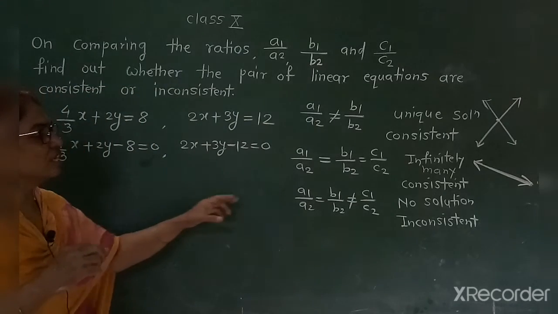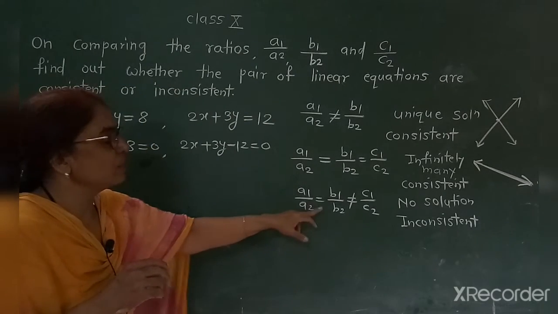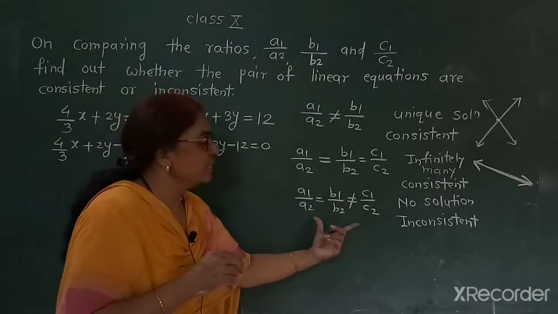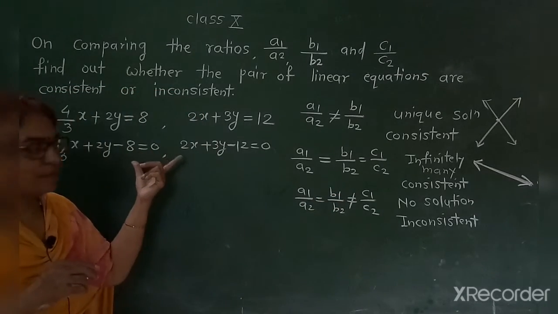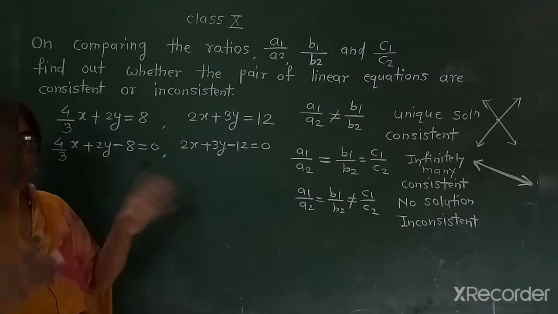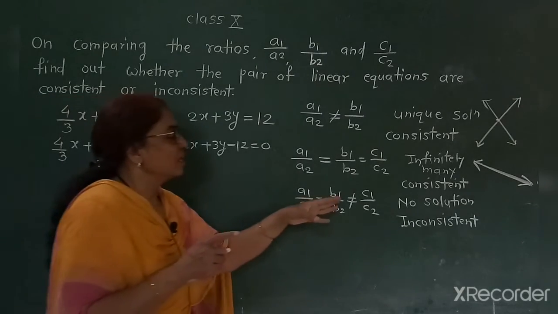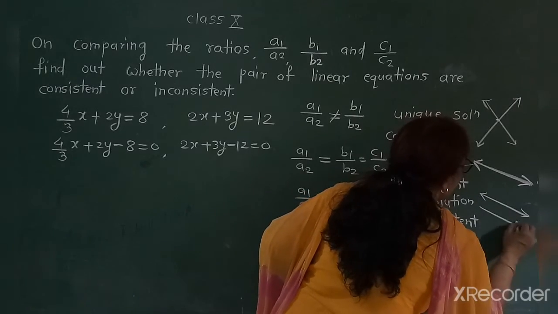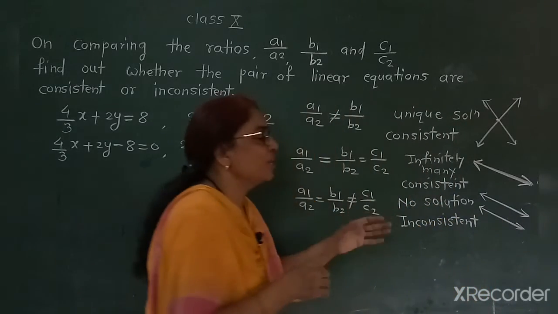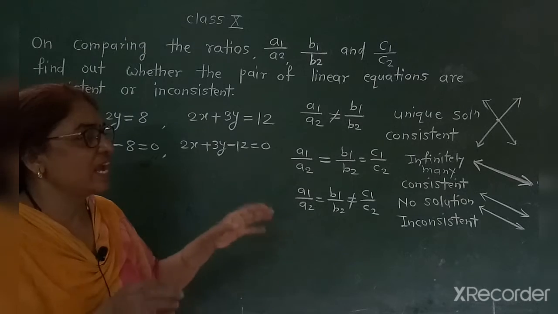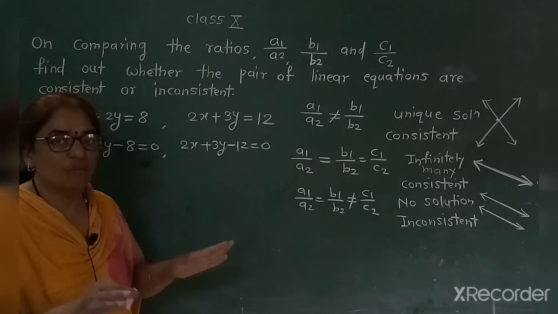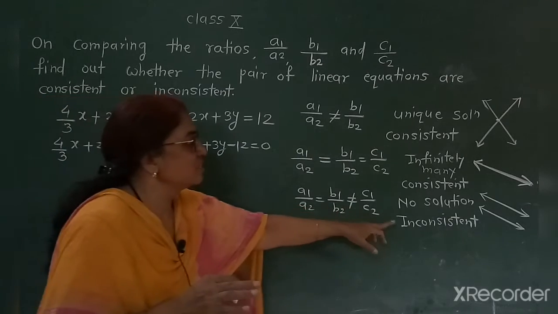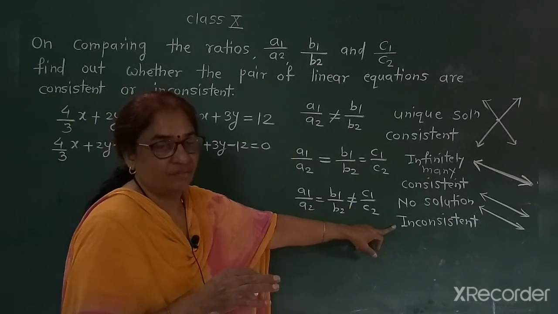And third condition is, if A1 upon A2 equal to B1 upon B2 but not equal to C1 upon C2, in that case this pair of linear equations has no solutions, and their graph will be lines which are parallel. वो एक दूसरे को intersect नहीं कर रहे. That means they have no common solution. In that case the system is inconsistent.